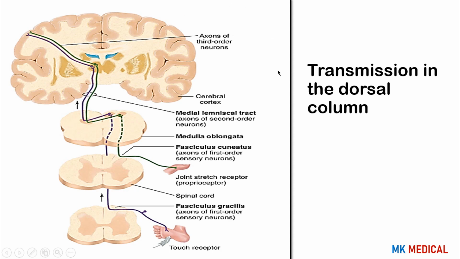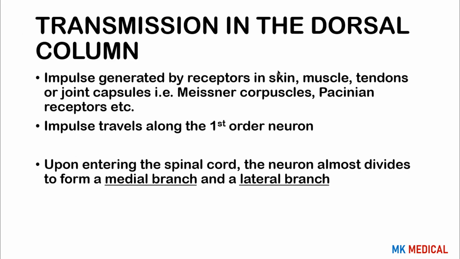So here is an overview of the image. Take your time, pause the video, look at each of these steps. I shall talk about them now in much more detail. So let's go at each step. So remember that the impulses are going to be generated in the receptors in the skin, muscles, tendons, joint capsules, such as the Meissner's corpuscles, Pacinian receptors, tactile discs, and all that. And then, of course, these impulses are going to be traveling along the first order neuron.